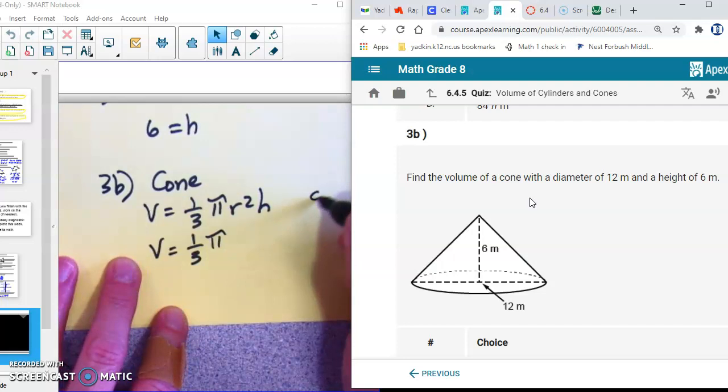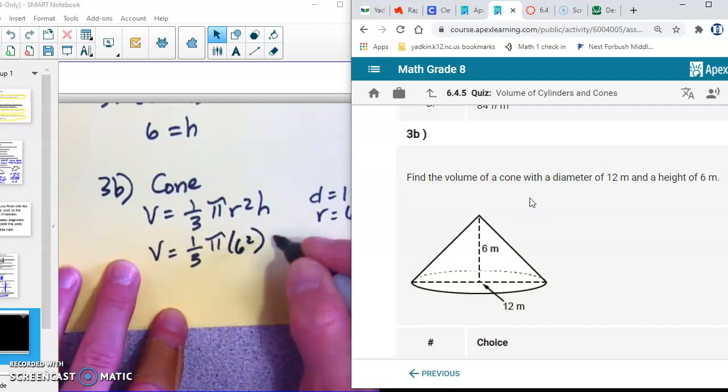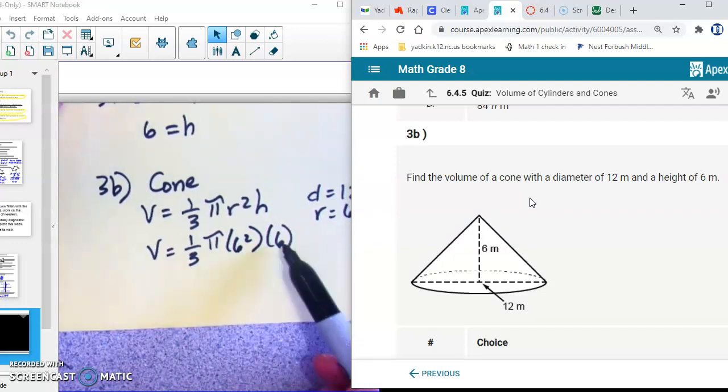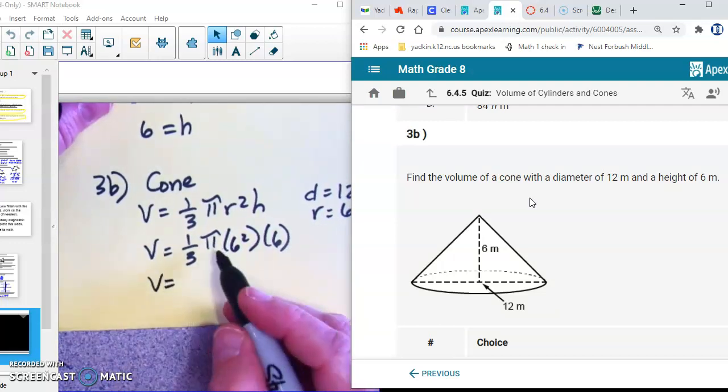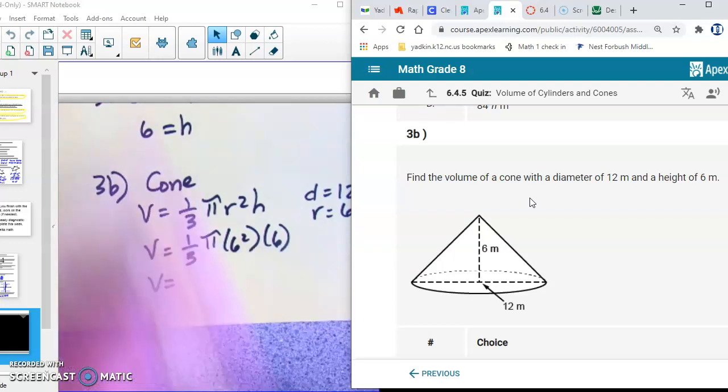Again, it tells us the diameter. The diameter is 12. That means the radius is 6. So 6 squared, and we know the height this time is 6. Okay, so we're going to multiply together the things that we can, the numbers. Pi is a number, but we're going to leave it in terms of pi. We're going to multiply 1/3 times 6 squared times 6.